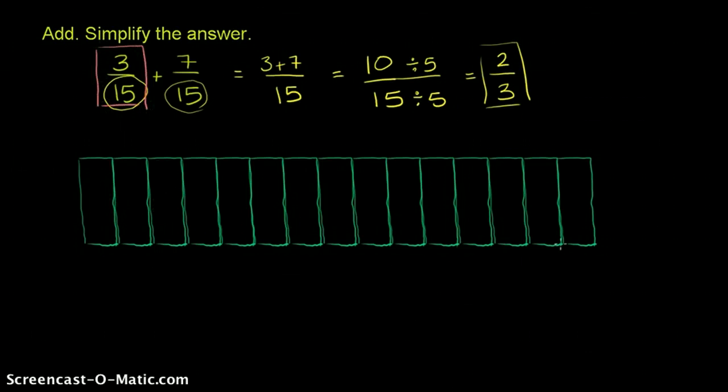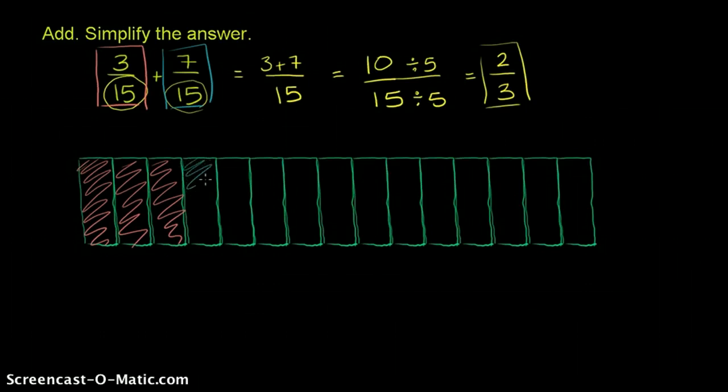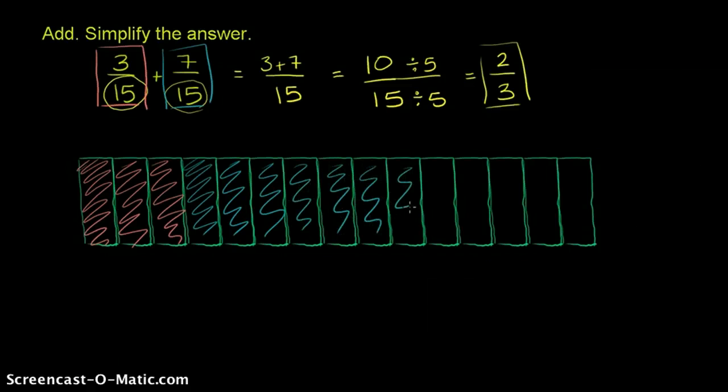Well, it's going to be 3 of the 15 sections. So 3/15 is going to be 1, 2, 3. Now to that, we're adding 7 of the 1/15 sections, or 7 of the sections. So we're adding 7 of those to it. So that's 1, 2, 3, 4, 5, 6, 7. And you see now, if you take the orange and the blue, you get 1, 2, 3, 4, 5, 6, 7, 8, 9, 10 of the sections, or 10 of the 15 sections.